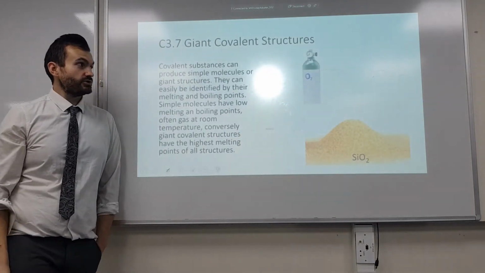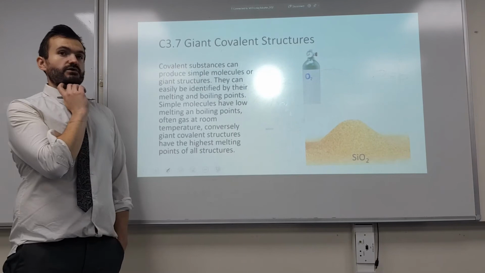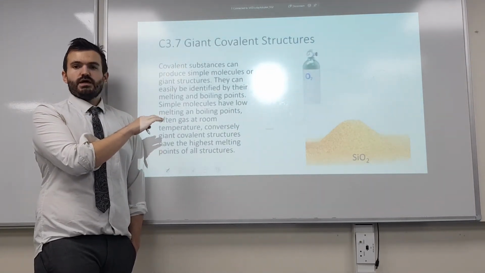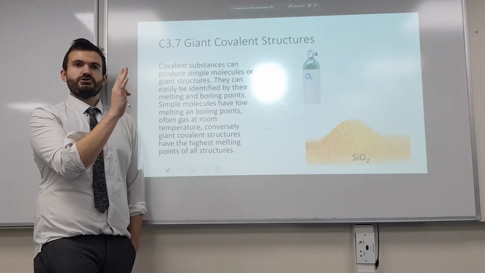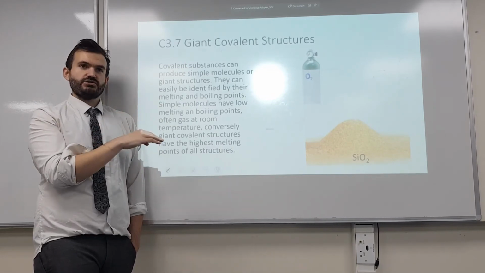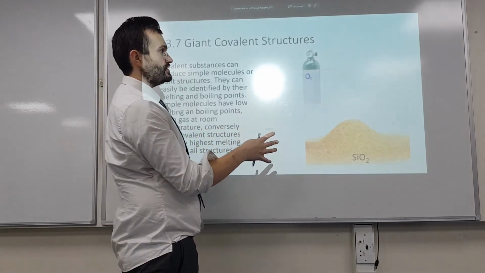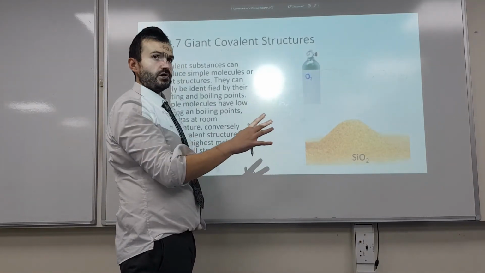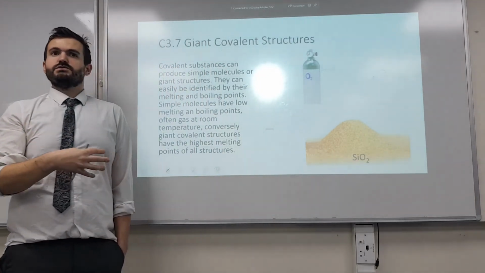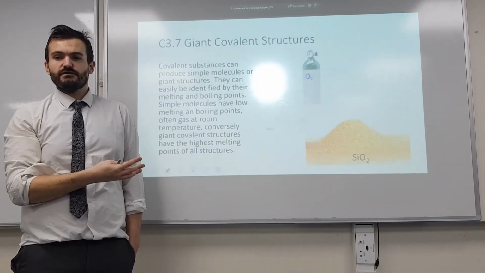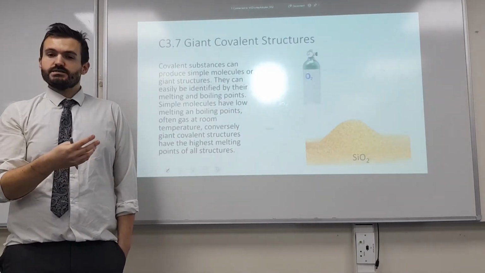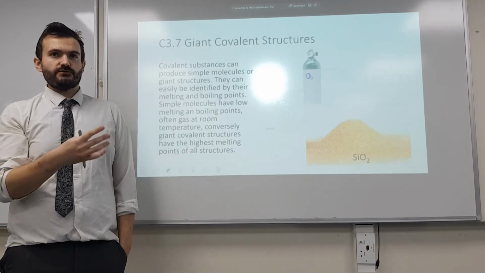Now, giant covalent structures. Giant covalent structures are not simple molecules, so you cannot call giant covalent structures molecules. These again are massive structures where we say simply a ratio. So our oxygen, simple molecules, gas. Our silicon dioxide, even though it's made of very similar stuff, it is a giant structure. It has completely different properties.